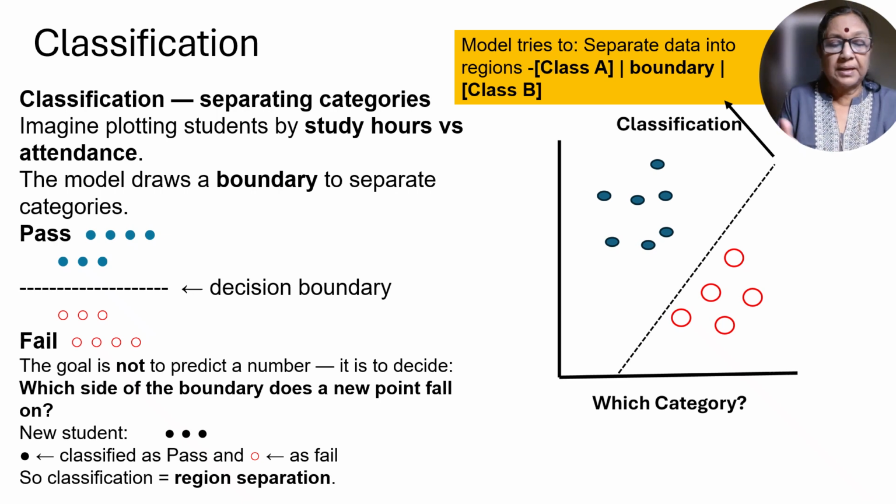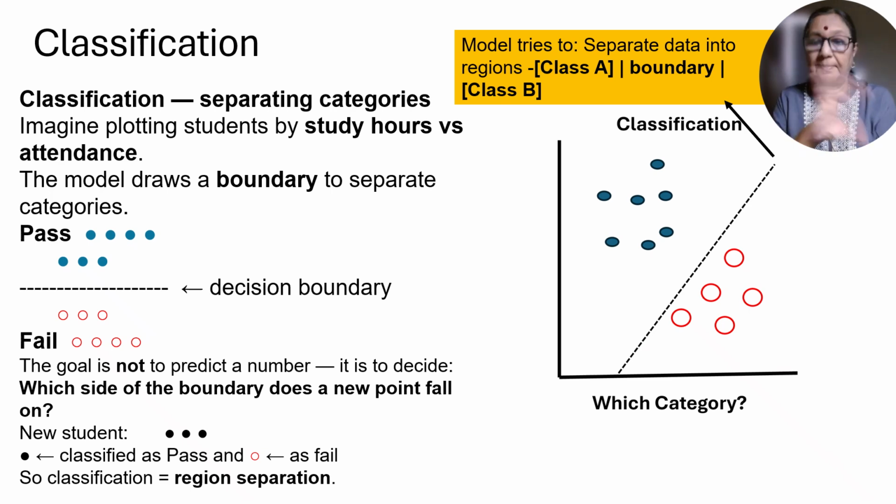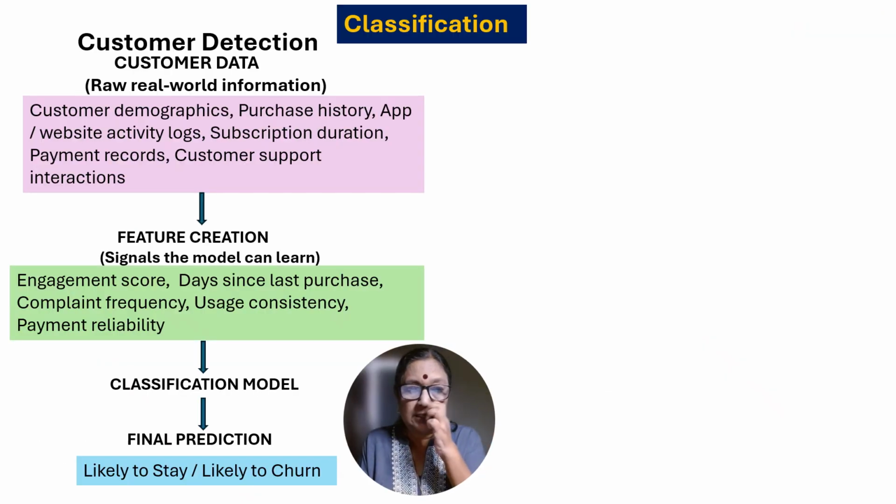Now classification is, as I already told you, separating categories. So you want to separate categories based on the students' attendance as well as study hours, and there is a decision boundary you have to find. The goal is not to predict a number, it is to predict where it falls, in class A or class B, here pass or fail. So the model tries to separate data into two regions, class A, boundary, class B. That is classification.